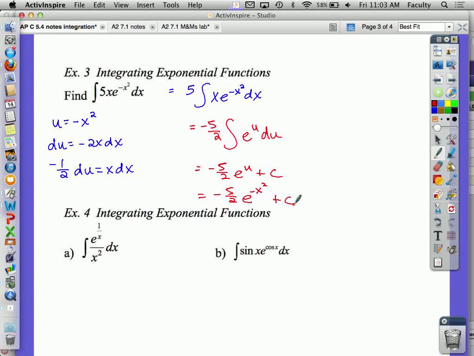All right, try example 4. These are getting to the toughest type that you'll see. Still not bad, but think about what you want to let u be, and do you see the derivative somewhere, okay? So think about it. Try A and B. I'll give you a moment.